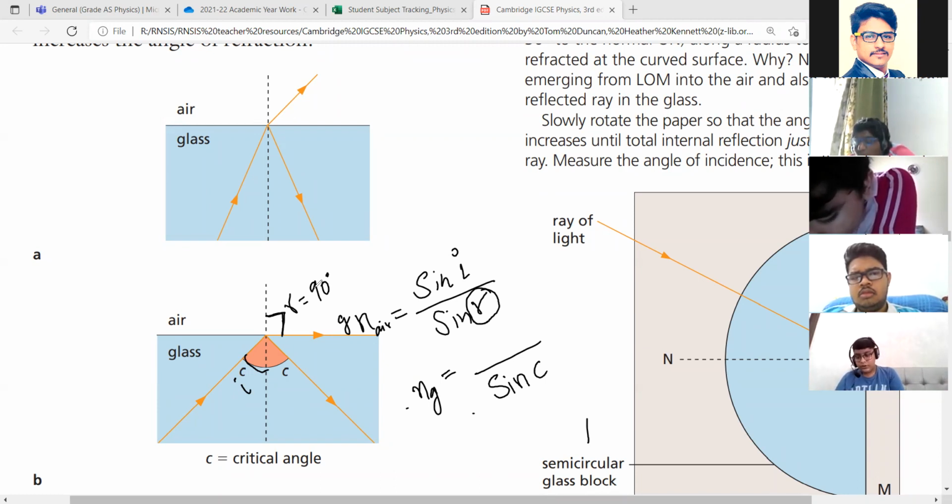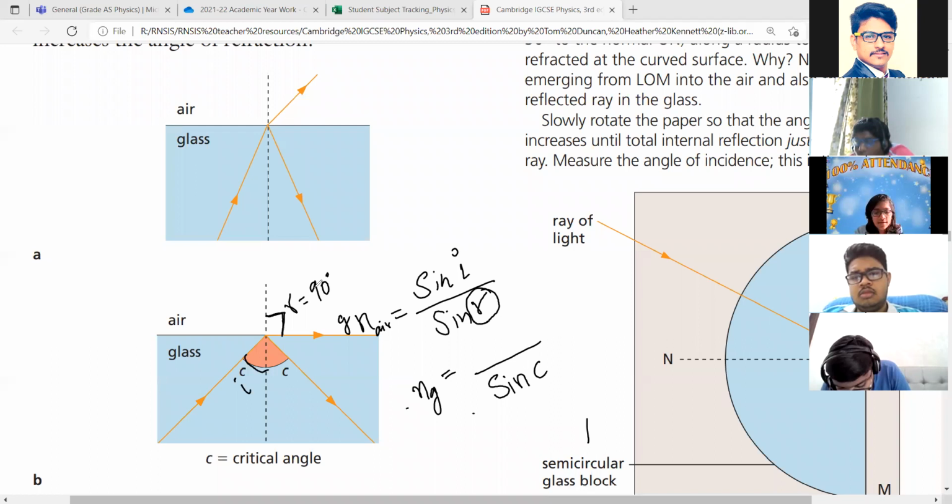Okay, Rashwadeep, what is your calci showing? Sir, in R it's showing 0.89. Yes, that's the wrong answer.